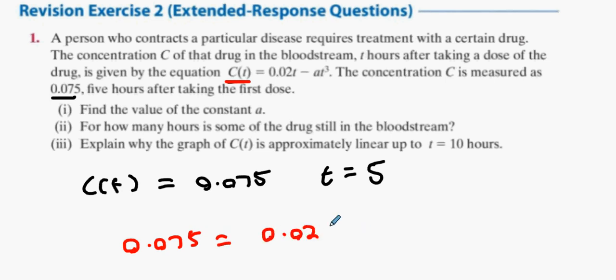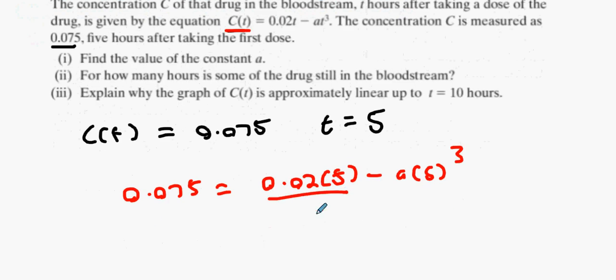0.02 times 5 minus A times 5 cubed. Has anybody got 0.075? Take away this. What is it? Is it 0.1? 0.075 take away 0.1 is minus 0.025, which is equal to minus 125A.